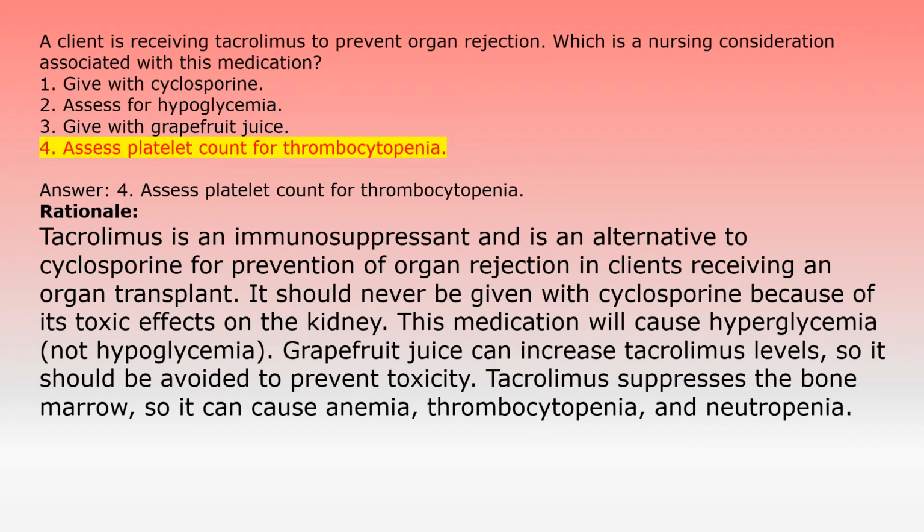Answer. 4. Assess platelet count for thrombocytopenia. Rationale. Tacrolimus is an immunosuppressant and is an alternative to cyclosporin for prevention of organ rejection in clients receiving an organ transplant. It should never be given with cyclosporin because of its toxic effects on the kidney. This medication will cause hyperglycemia, not hypoglycemia.